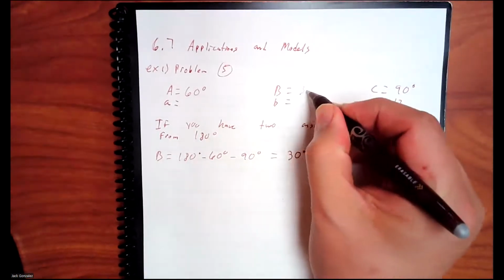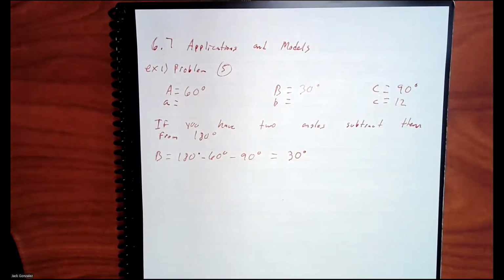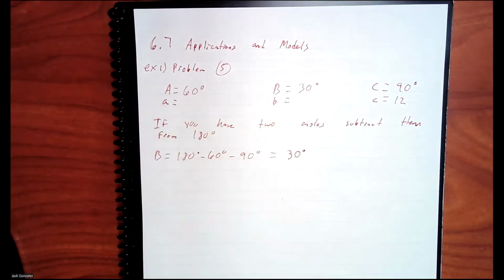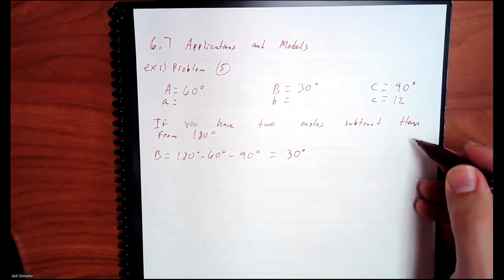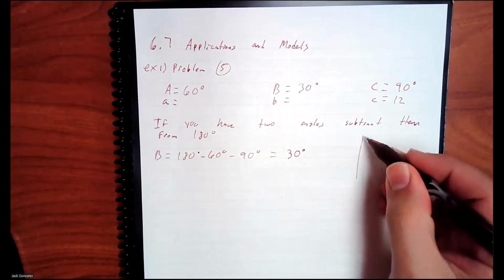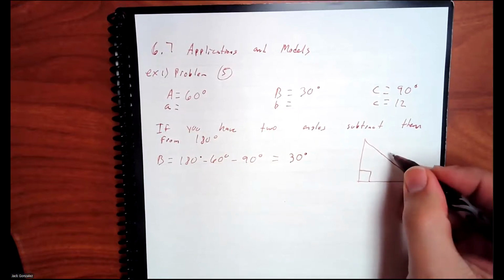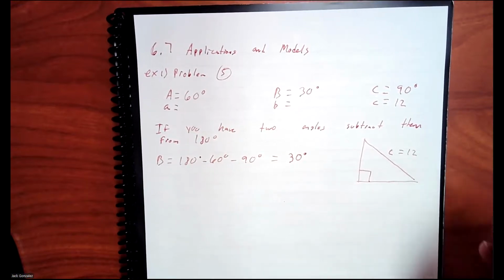Okay, so we found B. Now, the missing sides, we cannot do Pythagorean theorem because we need at least two of them to find the missing one. So we'll have to use the inverse functions to help us out. So we got the hypotenuse. Just to visualize this, I think they drew it this way. They said that C was 12.